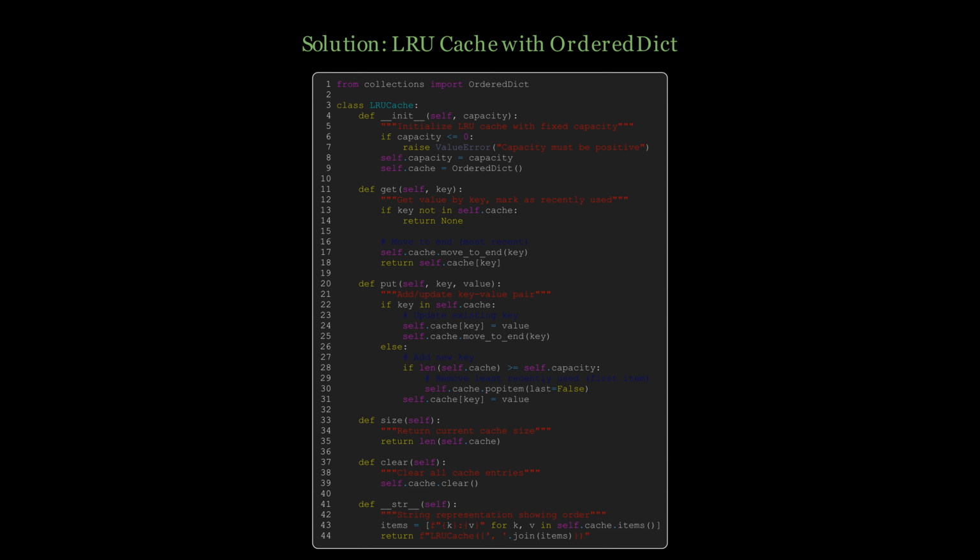If so, updates value and moves to end. If new and cache is full, popitem with last equals False removes the first, least recent item, then adds the new item at the end. Both operations are O(1). Thanks to OrderedDict's implementation, this is a clean, efficient LRU cache using Python's standard library.